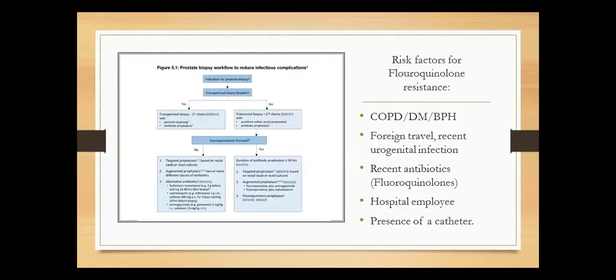So this is a schematic, a flow chart of the EAU with regard to the prostate biopsy to reduce infectious complications. It starts off with knowing whether there's an indication for a prostate biopsy. If there is an indication, is it possible to do a transperineal biopsy or not? If it is possible, good, then we can go for perineal cleansing along with prophylactic antibiotics. If it's not possible to do transperineal, then we have to do a transrectal ultrasound guided biopsy. With this, it recommends povidone iodine rectal preparation along with antibiotic prophylaxis.